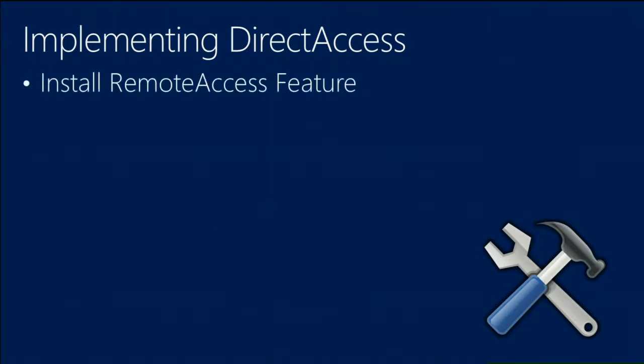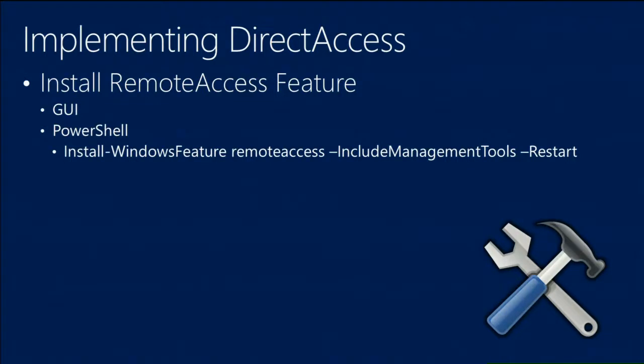So let's talk briefly about implementing DirectAccess. It is not terribly difficult. We're going to show you how to do it here shortly. It takes mere minutes. Installing the remote access feature can be done in a number of different ways. We can do that using the GUI. We can also use PowerShell, and that's how I prefer to do it, and that's how we're going to do it in our demonstration here.